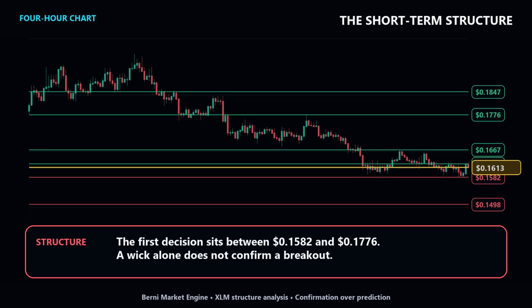On the 4-hour chart, the first decision area runs from 0.1582 US dollars below to 0.1776 US dollars above. Below 0.1582 US dollars, the risk of a test of 0.1498 US dollars increases. On the upside, price needs a confirmed close above 0.1776 US dollars, volume and a successful retest.